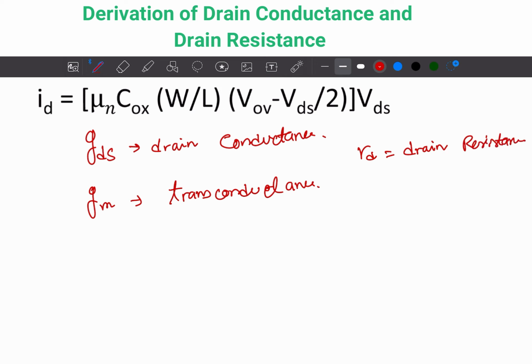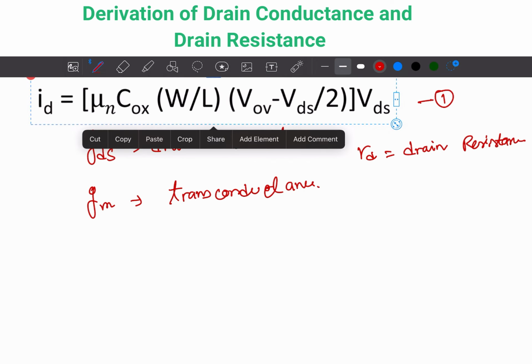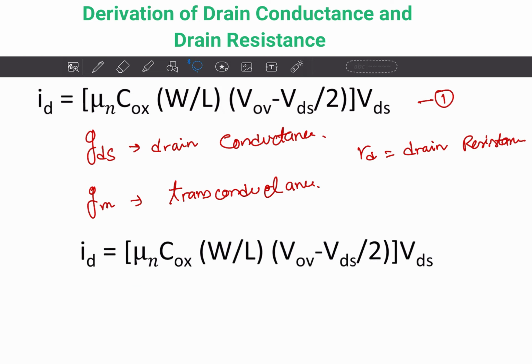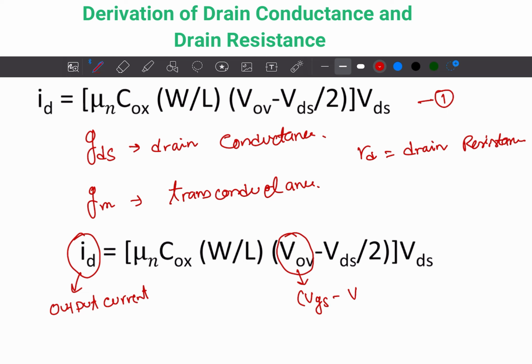Okay, so from this equation, as I already explained, this is equation 1. This equation 1 is the final current equation of the MOSFET, right? So here in this equation, this one is the output current, and here we have VOV. VOV means VGS minus VT, right? This is the input voltage.